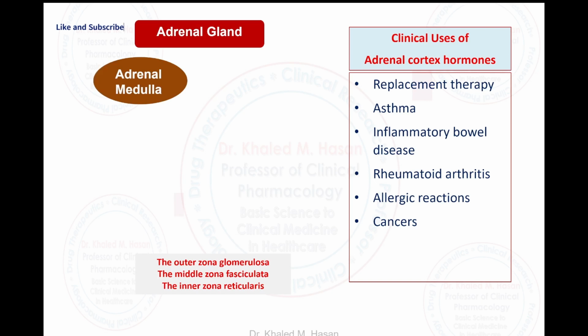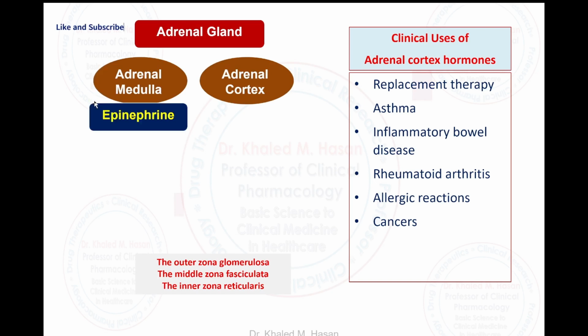Then we have the adrenal medulla and the adrenal cortex. The main hormone produced from the adrenal medulla is epinephrine. What about the adrenal cortex? We already learned that the adrenal cortex has three main parts: the outer part, the middle, and the inner.